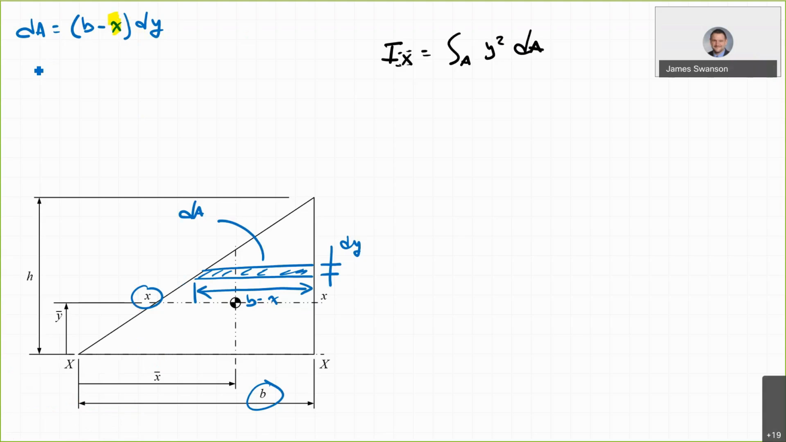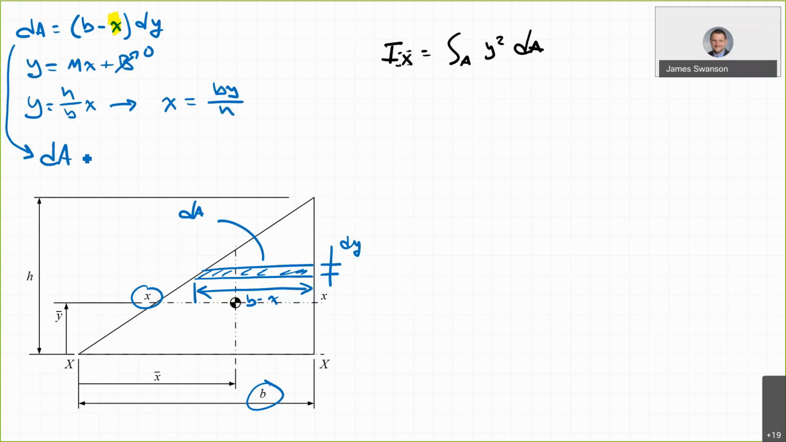So I have an equation of a line here. I could say that y is equal to m times x plus B, the y-intercept. It goes through the origin, so B is equal to 0, and the slope of the line m is equal to the rise over the run. I have a rise of h and a run of b, so that's x. From that, I can solve for x: x is equal to b times y divided by h. And so then I can say that dA is equal to quantity b minus b times y over h times dy.